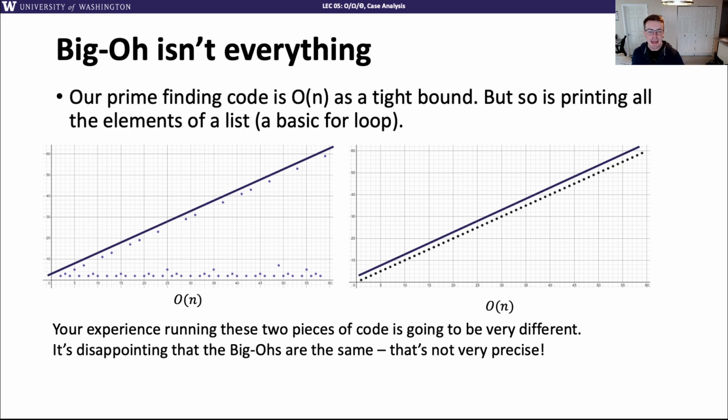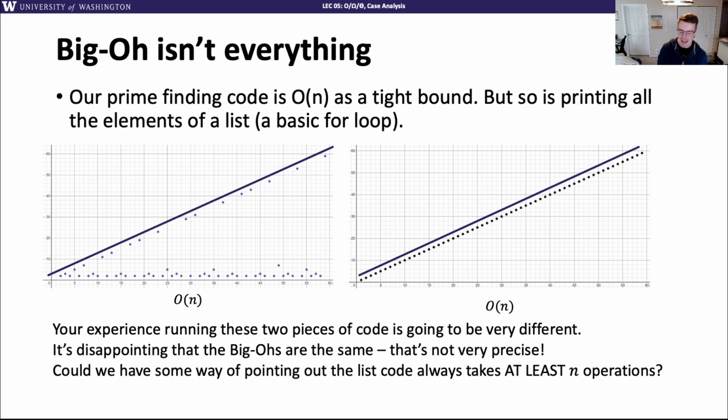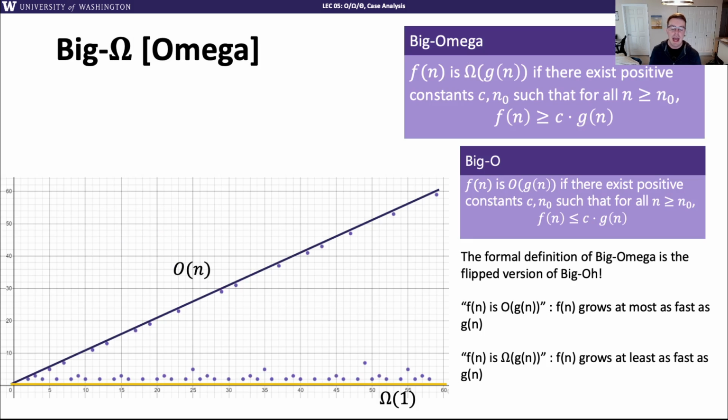So what would be nice for us to have is also a tool for talking about the lower bound. Is there a way of saying that printing the numbers in the list takes at least n operations, whereas the prime number function can sometimes be faster? So the question there is, can we talk about how much work you need to do at least? And so enter the Greeks. We're going to talk about this new thing called big omega.